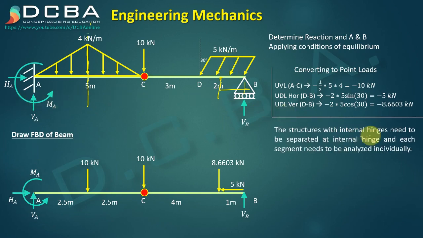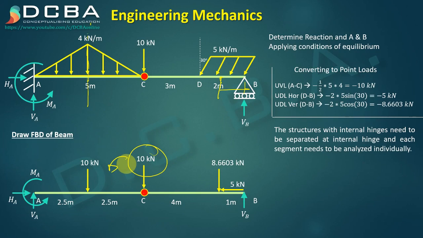The structures with internal hinges need to be separated at the internal hinge, and each segment needs to be analyzed individually. This is how we generally solve when there is an internal hinge. We will separate the structure at the internal hinge. Now the question is, where will this 10 kilonewton go if I separate it? So you can keep this 10 kilonewton either on this right side structure, or you can keep it on the left side structure.